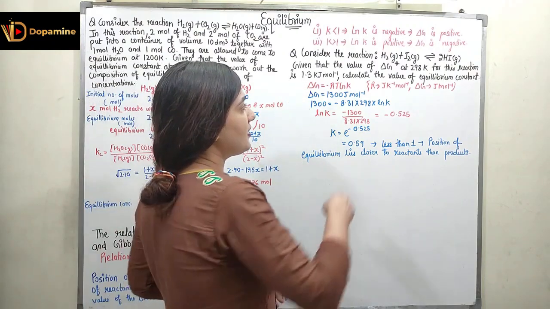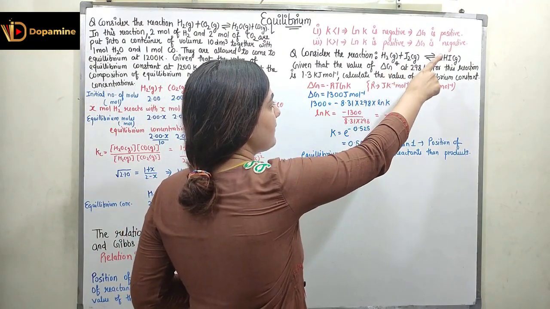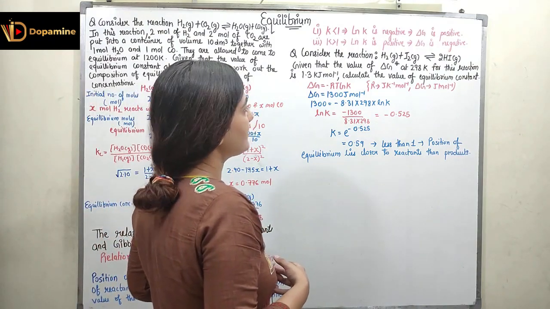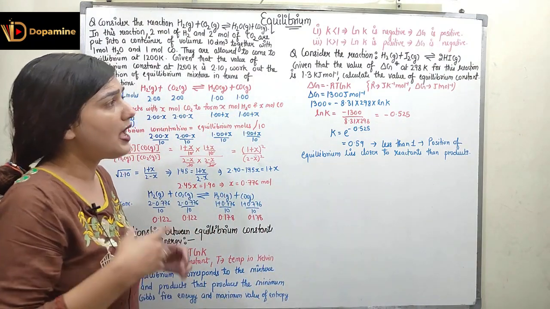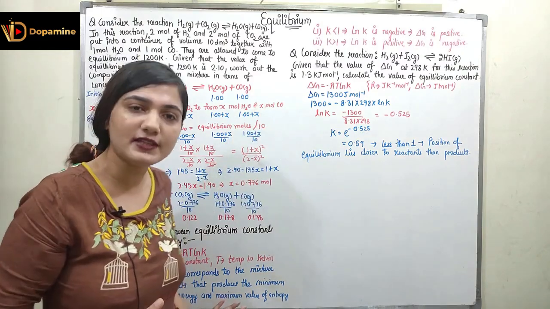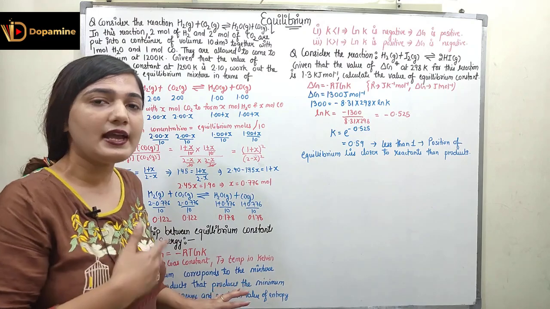Considering the reaction H2 plus I2 is in equilibrium with 2HI gaseous, given that the value of delta G at 298 Kelvin for this reaction is 1.3 kilojoule per mole, calculate the value of the equilibrium constant. So now this is a question based upon this concept, the relationship between K and delta G.